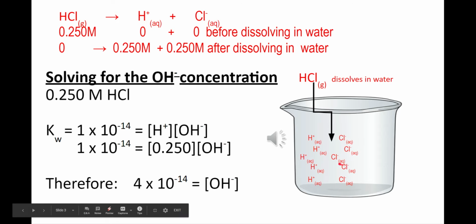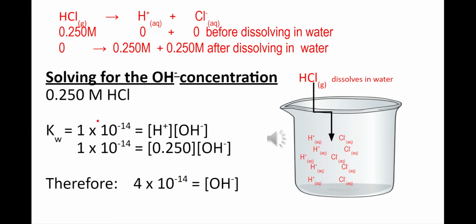So now, if we look at the hydroxide concentration, we simply solve for it using the Kw equation here: 1 times 10 to the minus 14th, divided by the concentration of hydrogen ions, which is 0.25. We solve for the hydroxide ion concentration, and this is the resulting concentration of hydroxide ions in this solution.